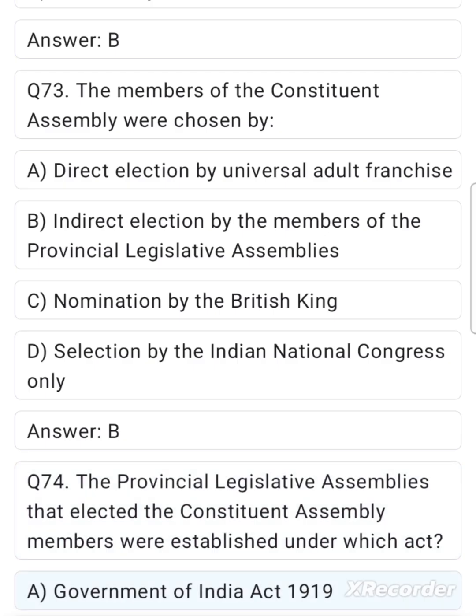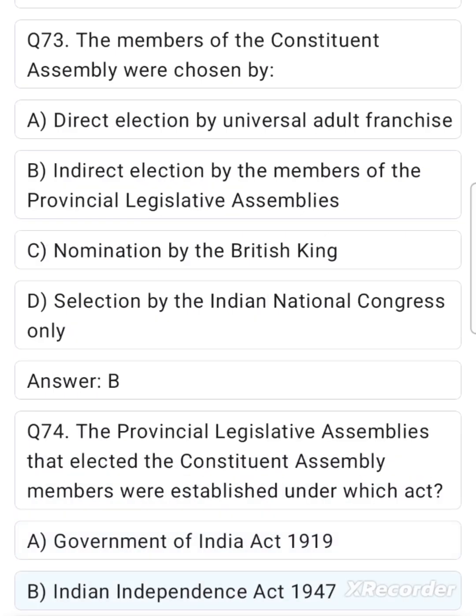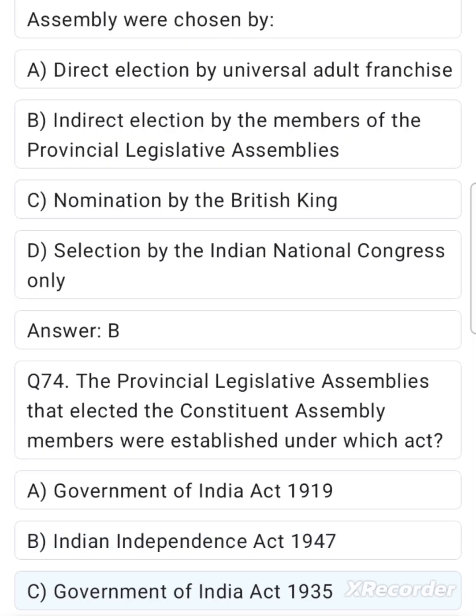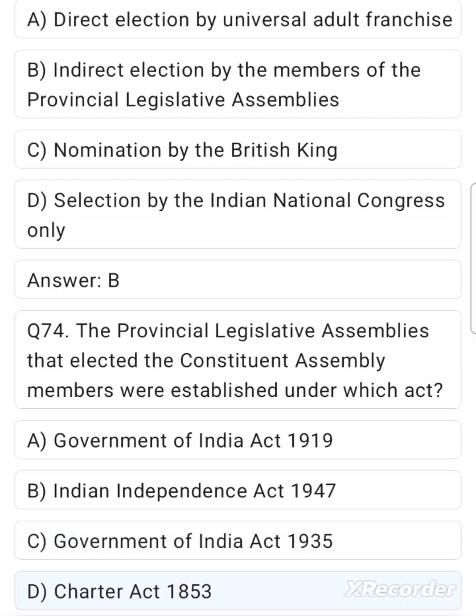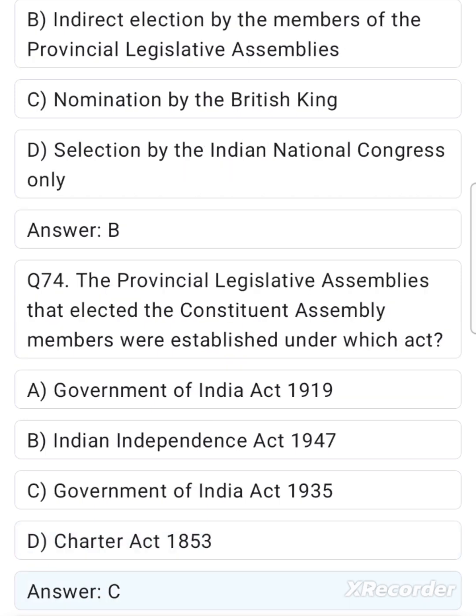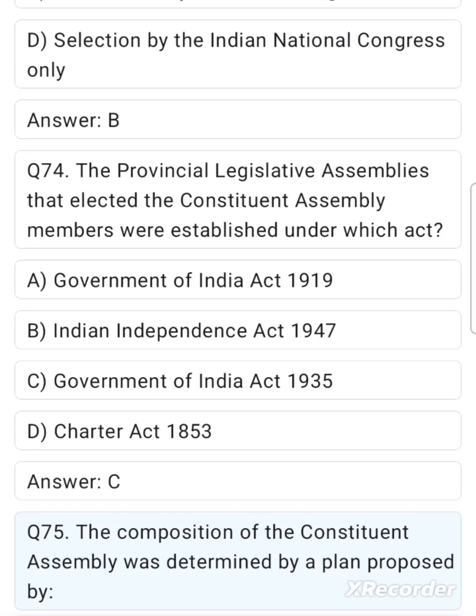A. Government of India Act 1919. B. Indian Independence Act 1947. C. Government of India Act 1935. D. Charter Act 1853. Answer. C. Q75. The composition of the Constituent Assembly was determined by a plan proposed by A.